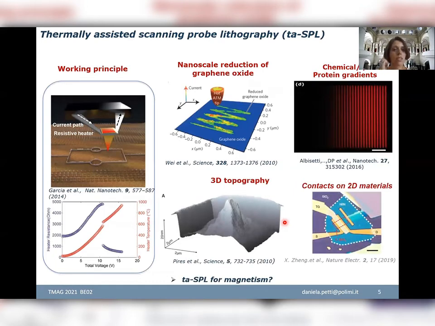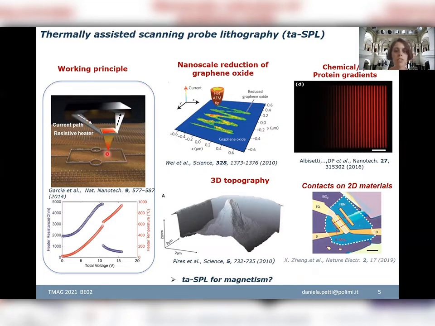ta-SPL is based on the use of a heatable scanning probe to realize a physico-chemical modification of the surface of materials at the nanoscale. It was invented in the 90s by IBM for storage purposes, when they realized that heat can be confined at the nanoscale using the tip of an atomic force microscope. This tip is made of two arms of highly doped silicon in which a current is flowing, and a resistive heater made of intrinsic silicon at the back of the tip apex.